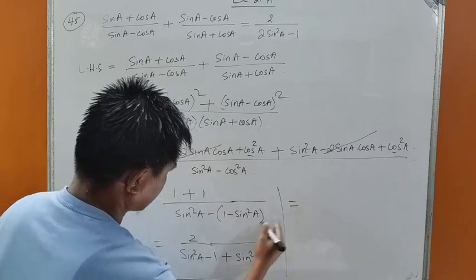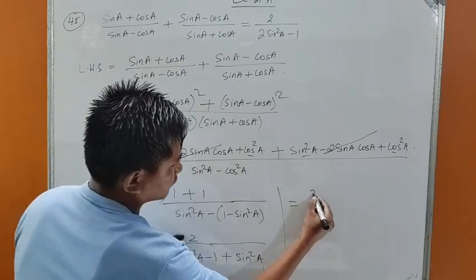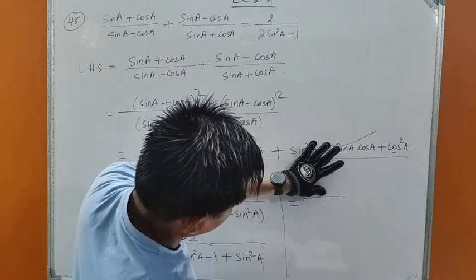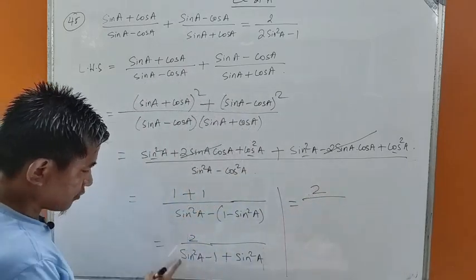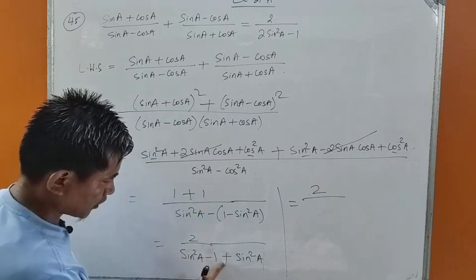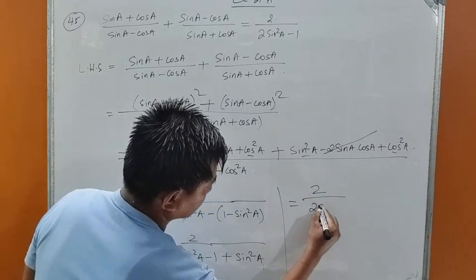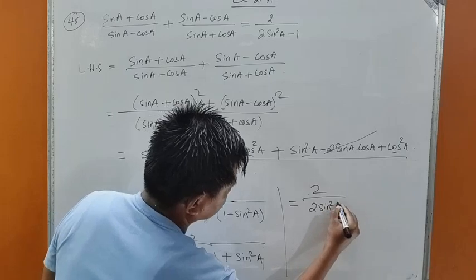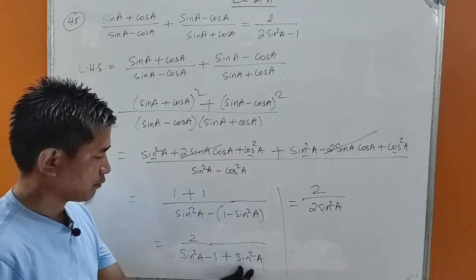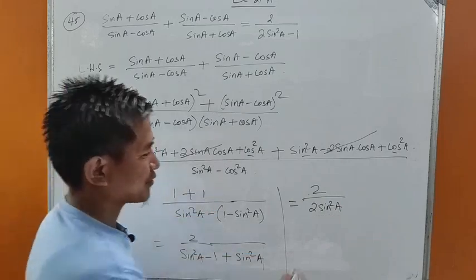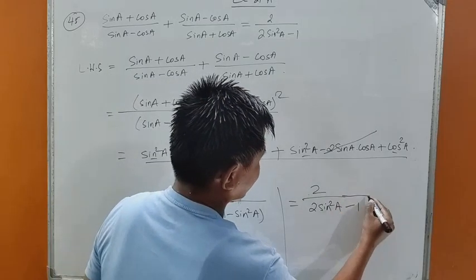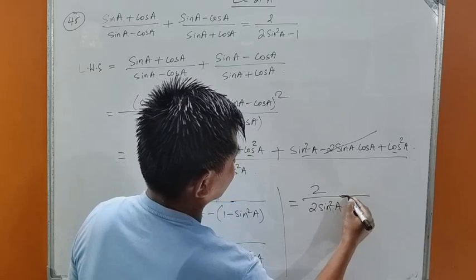Let me write properly. In the numerator we have 2, and in the denominator we have plus sin square a plus sin square a, that is 2 sin square a, isn't it? So this minus 1 comes here. So this is what we have in the right hand side.